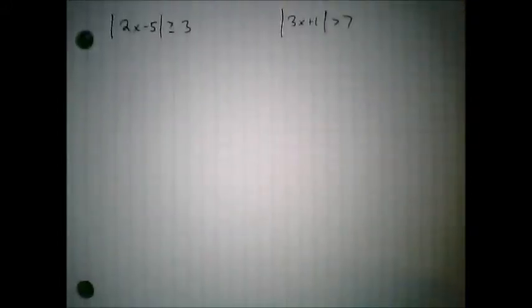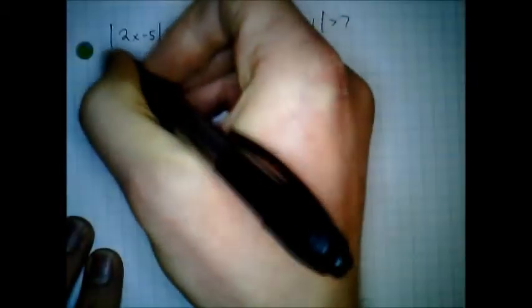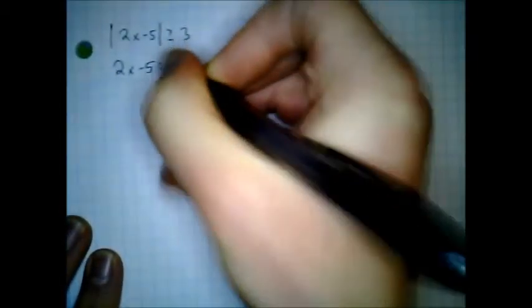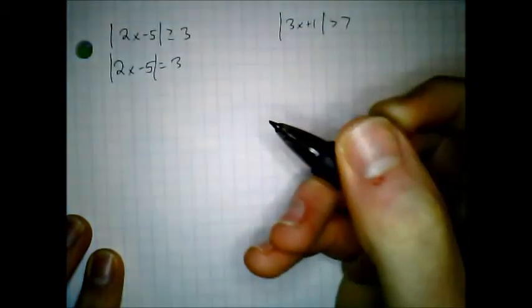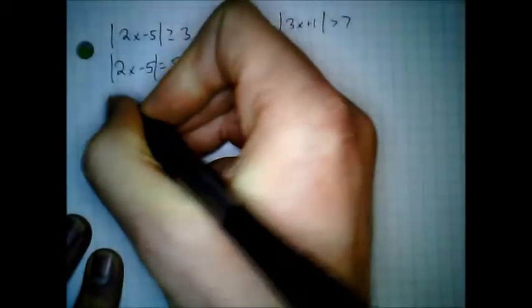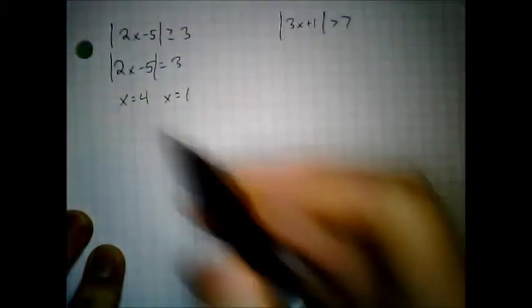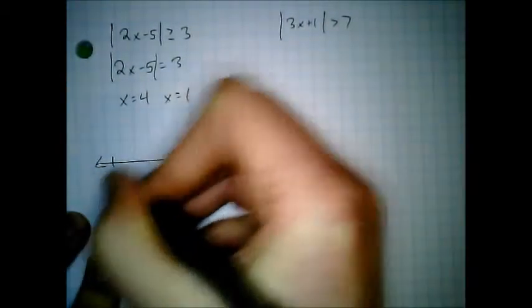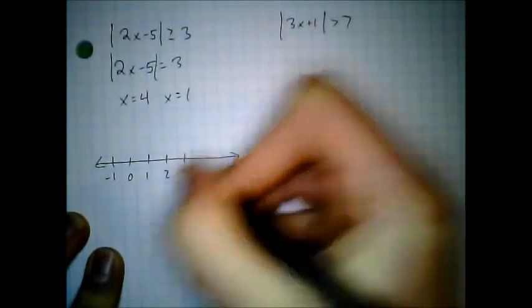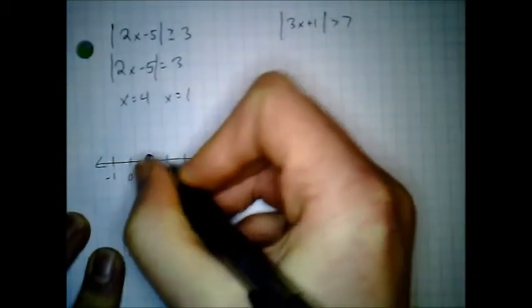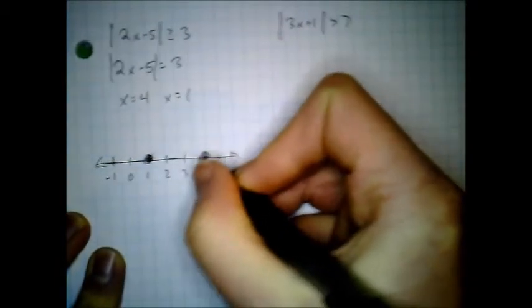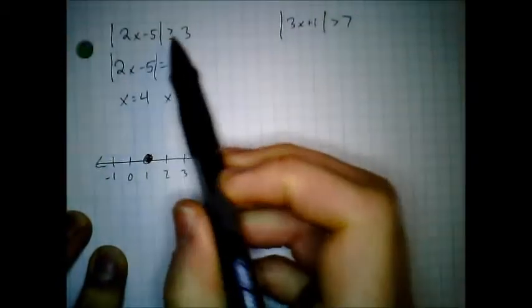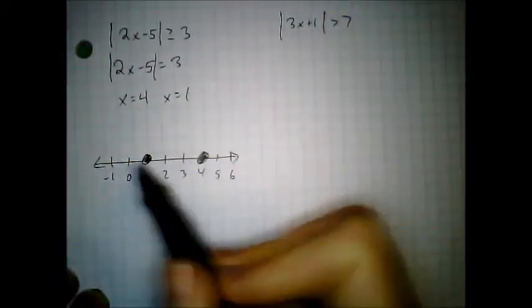Okay, the two final examples. First things first, let's find our boundary points. When will the absolute value of 2x minus 5 equal 3? That's when x equals 4 and x equals 1. Okay, closed circle because it's or equals to. Now we want this absolute value to be greater than 3, so my educated guess this time is going to be on the outsides.